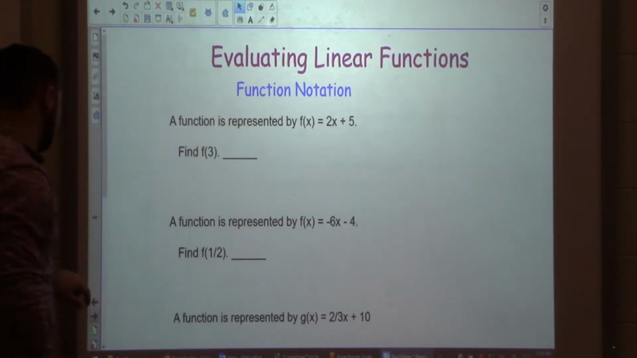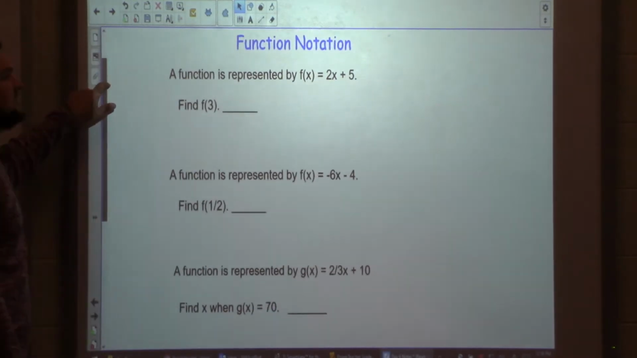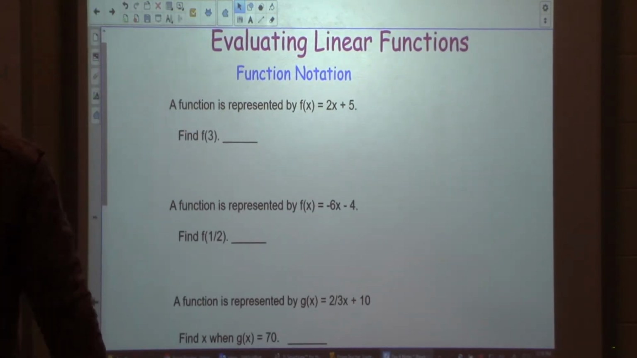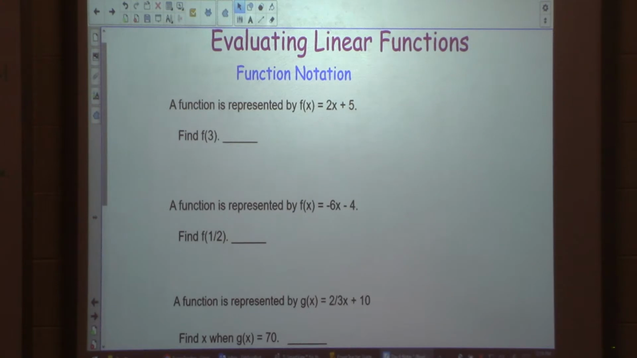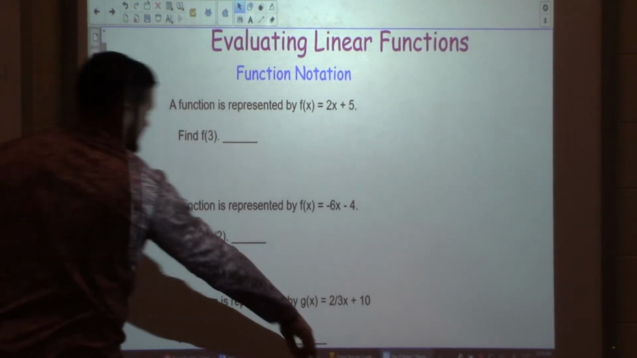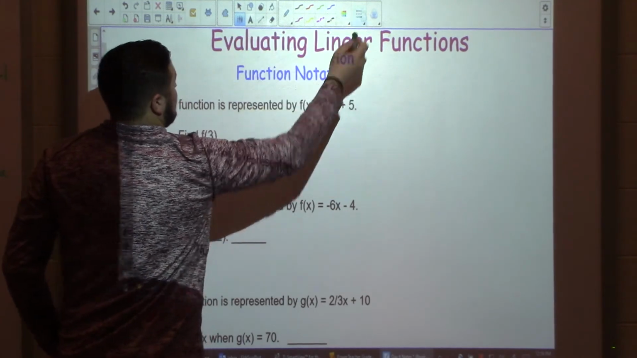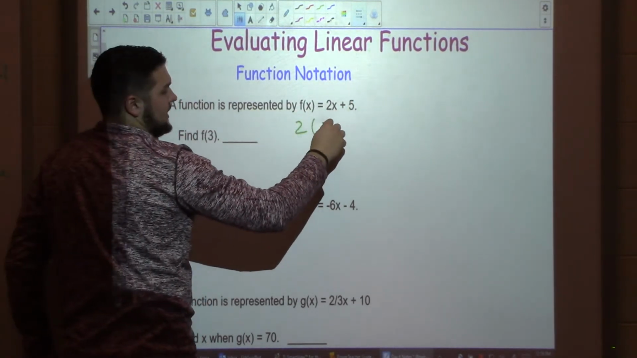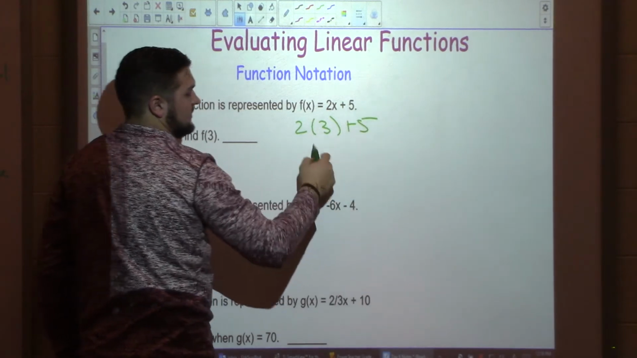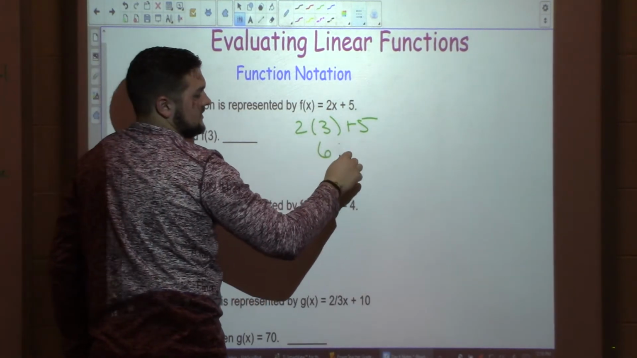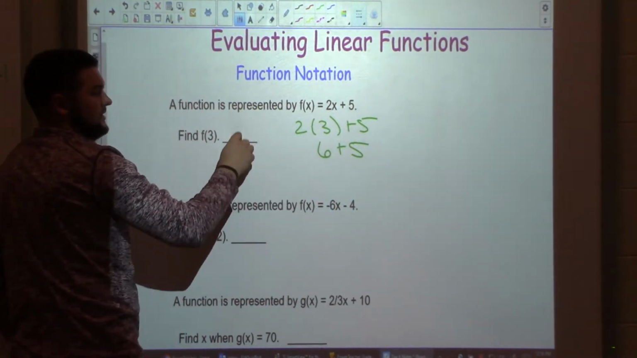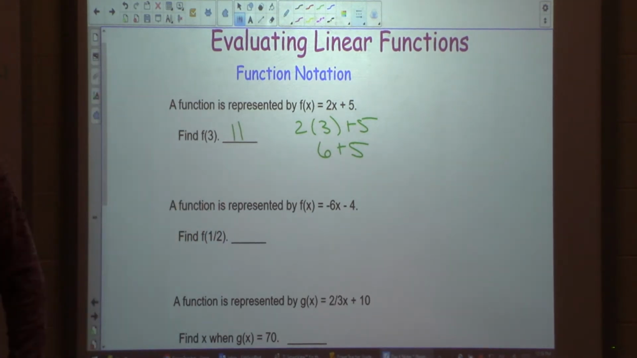Okay. Evaluating linear functions. This should be your review. You should be able to do this in your sleep. Right? If I give you a function f of x equals 2x plus 5, and I ask you to find f of 3, what are you going to do? Plug 3 in for x. Right? You should have done this a million times already. So 2 times 3 plus 5. 2 times 3 is 6, plus 5 gives me 11.